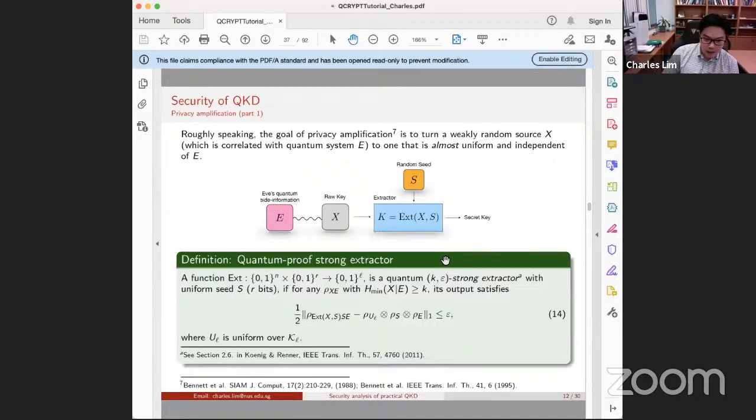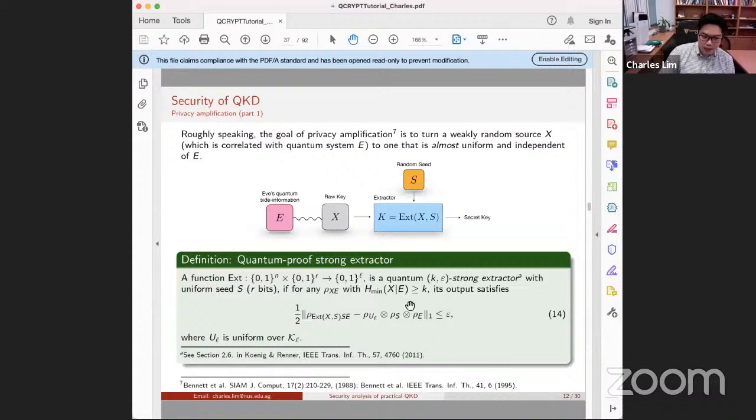In this case, the definition will be we have to use one that's quantum proof because we want the final output string to also be independent of the adversary. And it also has to be a strong extractor, in the sense that it also has to be independent of the random seed that you use to randomly choose the extractor when you apply it to the raw key, right? And this is a definition that we have when you define it with respect to a quantum adversary, right?